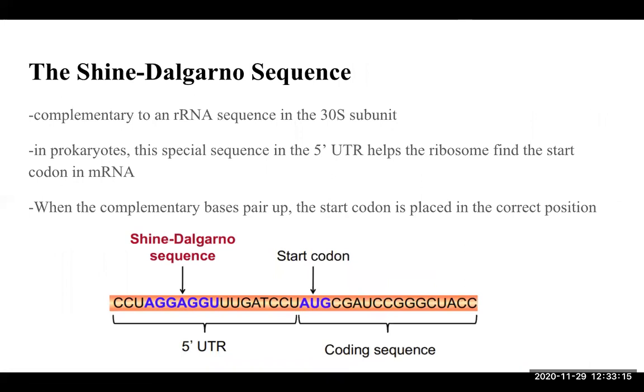A specific type of sequence that we're going to be looking over is the Shine-Dalgarno sequence. This sequence is complementary to an rRNA sequence in the 30S subunit. In certain prokaryotes, this special sequence is in the 5' UTR, and it helps the ribosome find the start codon in mRNA. The complementary bases pair up, and the start codon is placed in the correct position. As you can see here, the Shine-Dalgarno sequence is AGGAGGU, and there is a start codon methionine, which is the AUG, and it contains a 5' UTR before the coding sequence.